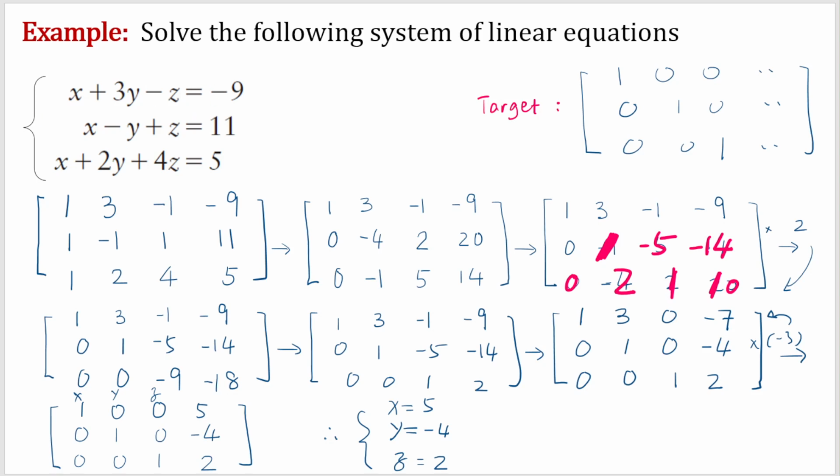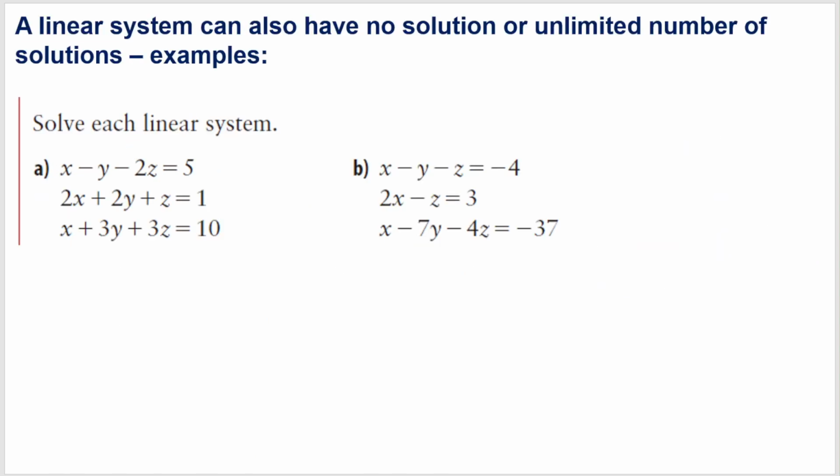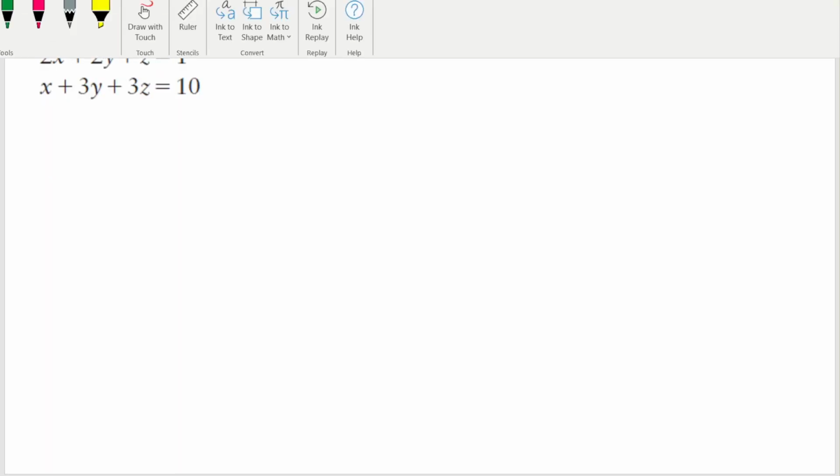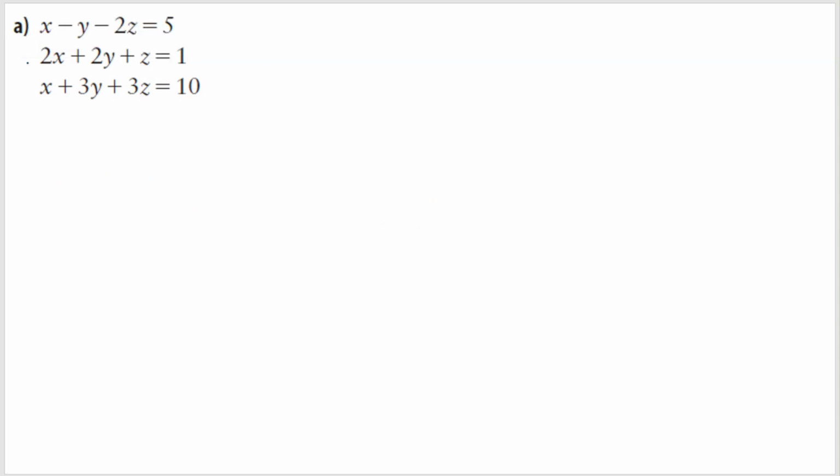All right, if you don't have any questions, let's have a look at some special cases. Actually, if you have a linear system like this, a linear system can also have no solution or unlimited number of solutions. For example, let's have a look at these two examples. First, I'll just lead you through these examples, okay?